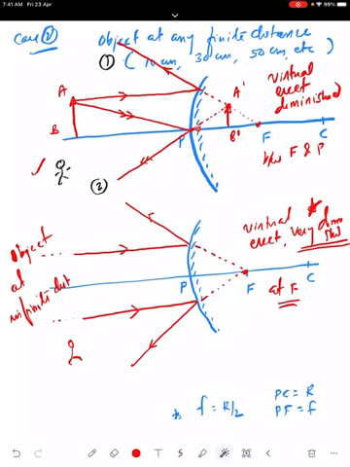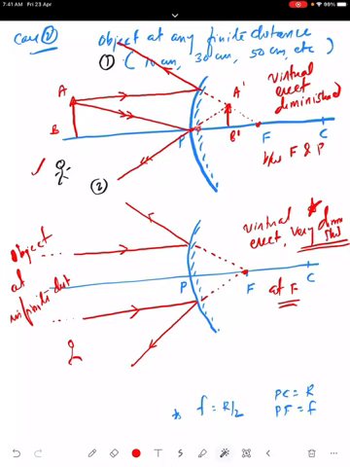I think this is clear to all of you. So next term, image formation. In the case of concave mirror, there are 6 diagrams, and convex mirror, there are 2 diagrams. Total 8 diagrams should be there in your copy. Okay. Then we proceed for the next term.